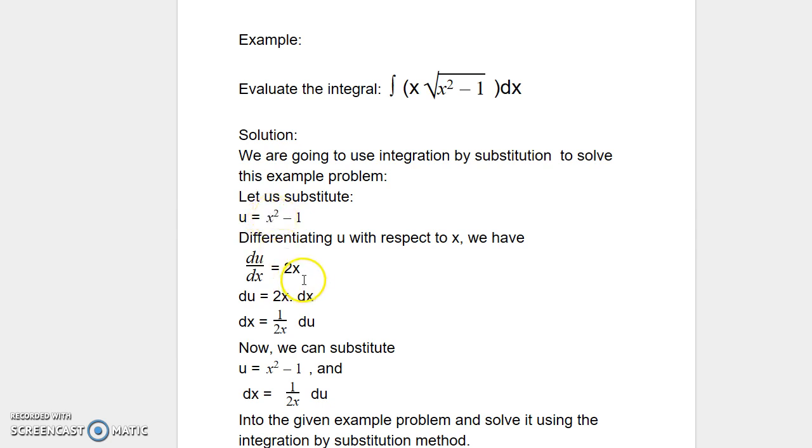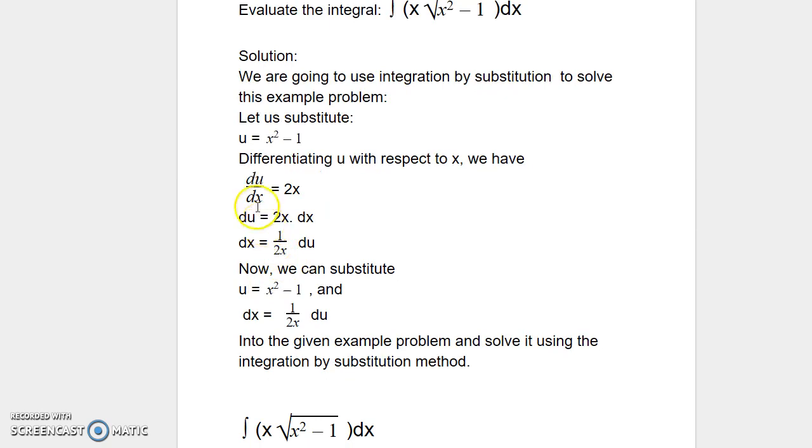of x squared is 2x, and then du by dx of negative 1 is 0. So I didn't write that. So du by dx of x squared minus 1 translates to 2x, like that. So now we can write du as equal to 2x times dx. All I did here was to bring the dx to the side of this 2x here.